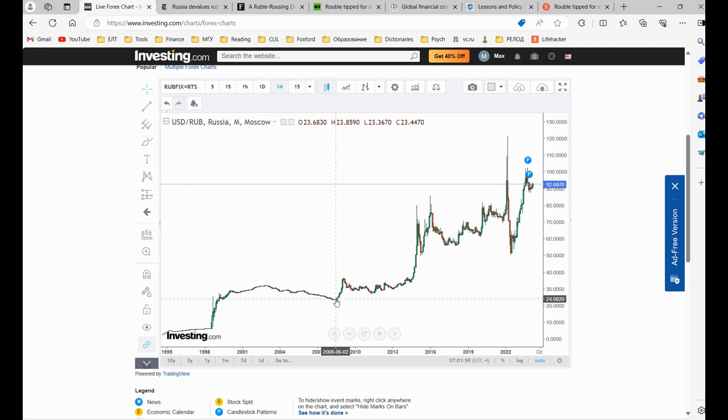You might think that this was not a significant move, but think of it in percentage terms. Back then, in June of 2008, the Russian ruble was trading at 24 rubles per dollar. By the beginning of 2009, it devalued by 50% to around 35 rubles per dollar. That is a very significant devaluation.